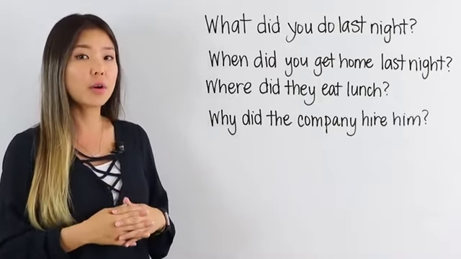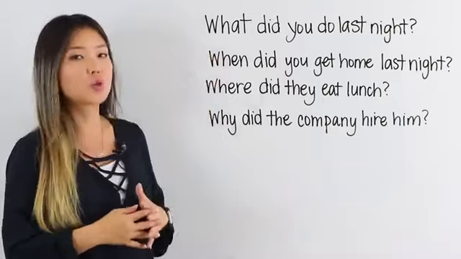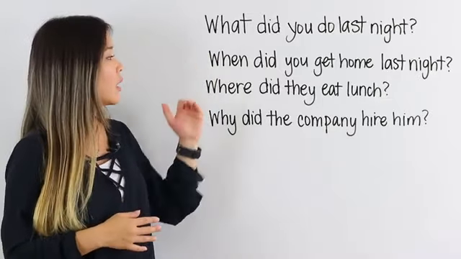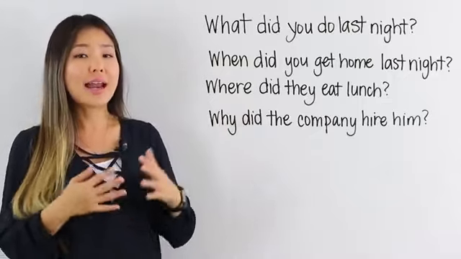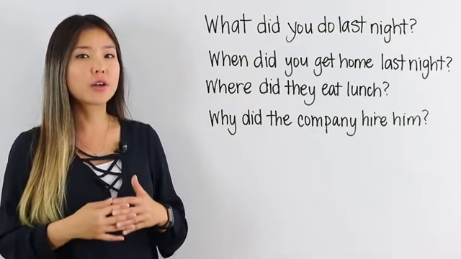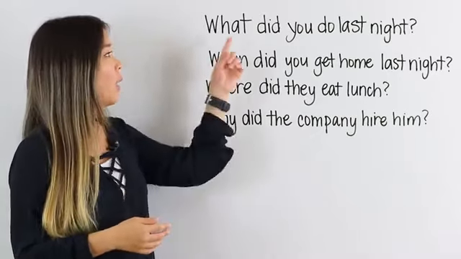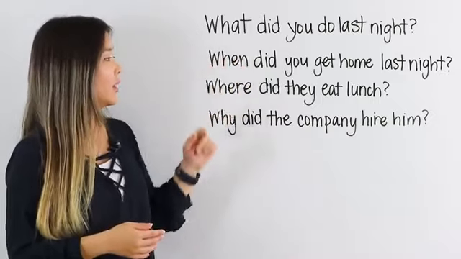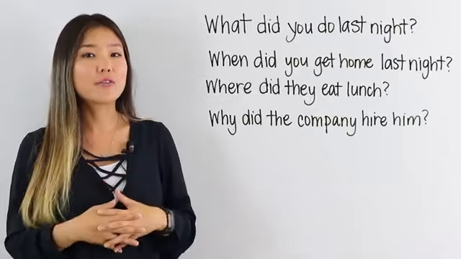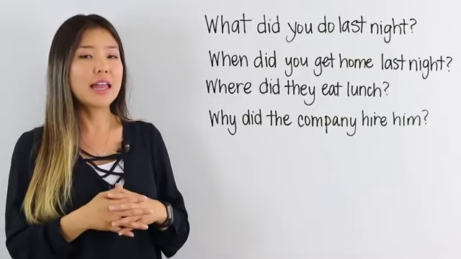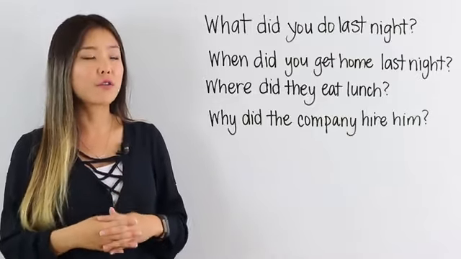Take a look at the board. We have some WH words here: what, when, where, and why. You'll notice that after each WH word comes the word did. What did? When did? Where did? And why did? What comes after that? The subject, and then the base form of the verb.